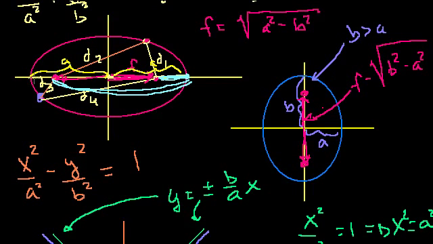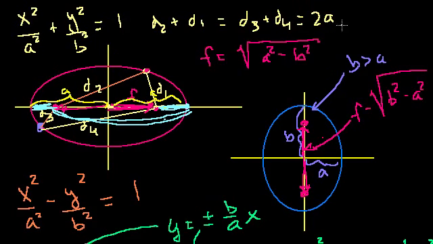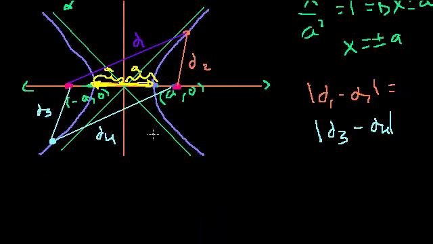Because this distance was the same as this distance. So this plus this is the same thing as this plus that, which is 2a, right? So the entire time, the constants, the sum of the distances to the two foci was equal to 2a. Now in the hyperbola, what is the difference of the distances to the two foci?